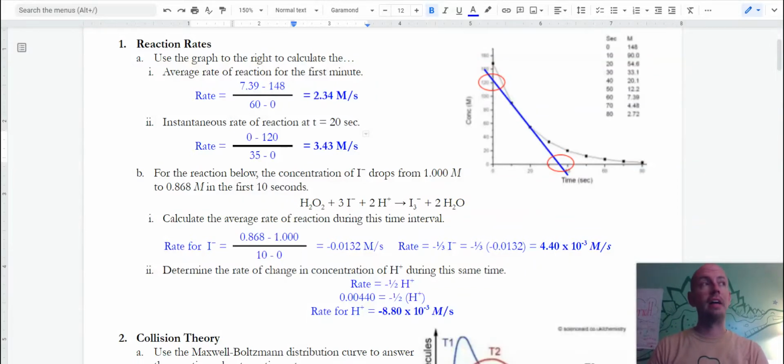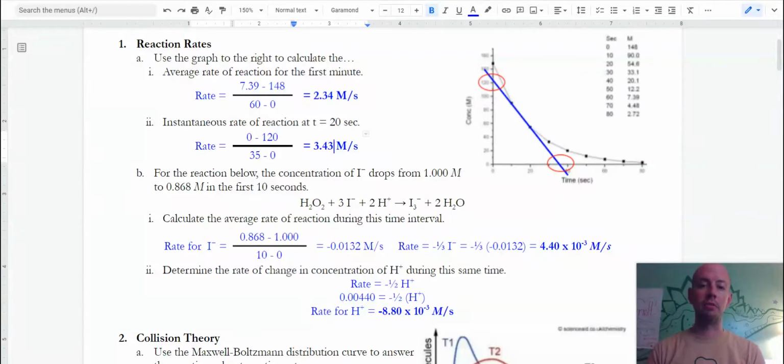Not exact values, and if we had the equation of this line and some calculus skills, we could get a better value. But for our purposes, this is more than good enough. And we see, even though it was an average of 2, at that moment, only 20 seconds in, it was going faster. We started really steep, and it slowed down over time.